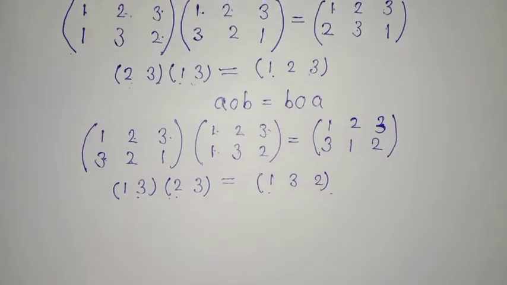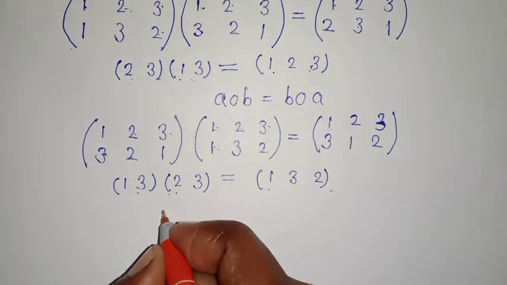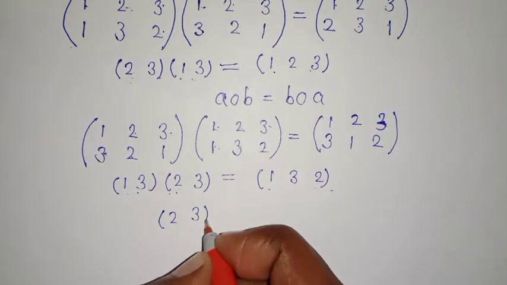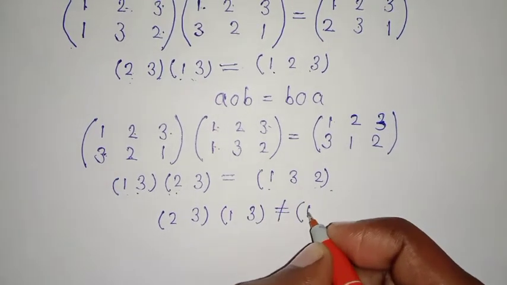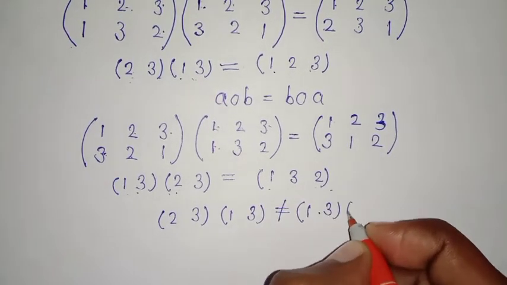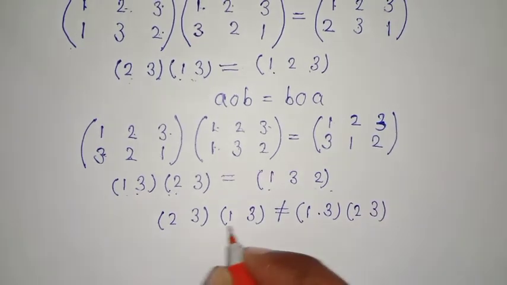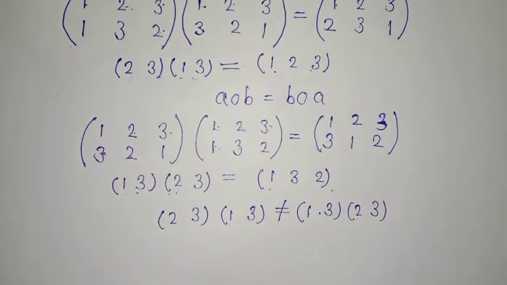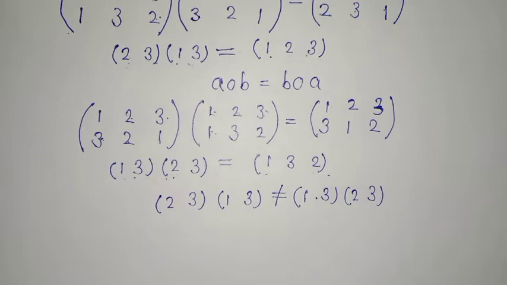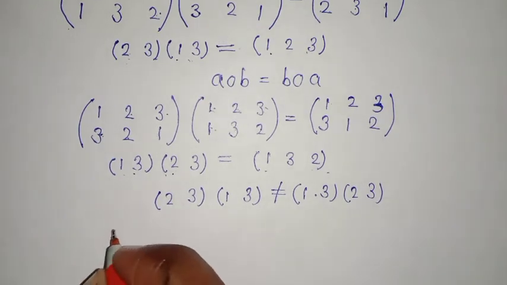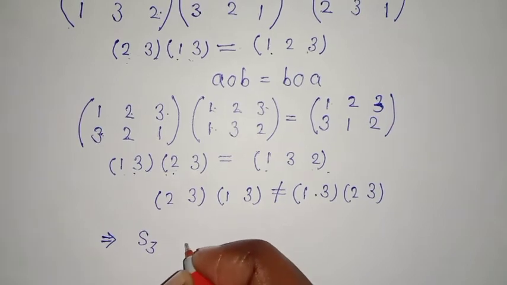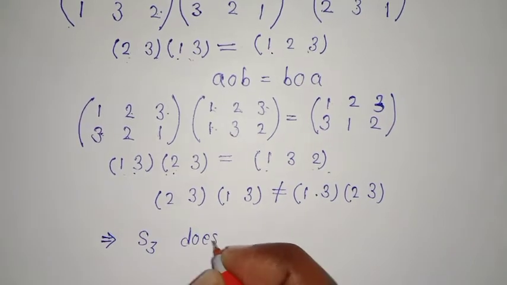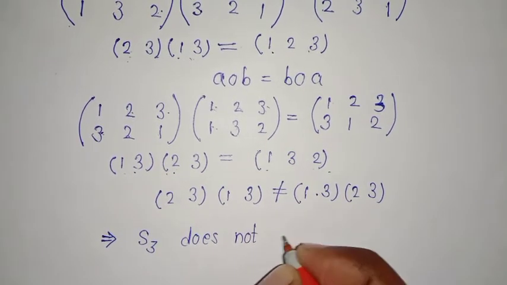So what we are getting is that (2, 3)(1, 3) is not equal to (1, 3)(2, 3). That is, the product of two permutations is not holding the commutative property. In this case, we can say that S3 does not form an abelian group. So S3 does not form an abelian group.